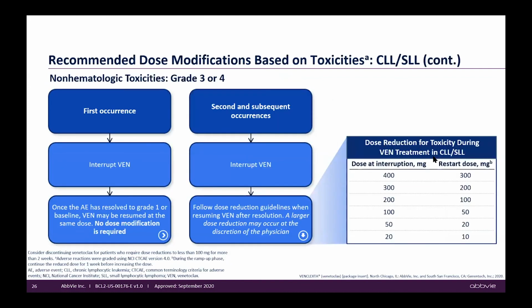When it comes to modifications for non-hematologic toxicities, for grade 3 or 4 with the first occurrence, after the toxicity has resolved to grade 1 or less, venetoclax can be resumed without modification. However, if it's a second or subsequent occurrence of a non-hematologic grade 3 or 4 toxicity, there is a recommendation to restart after an interruption at a lower dose level.